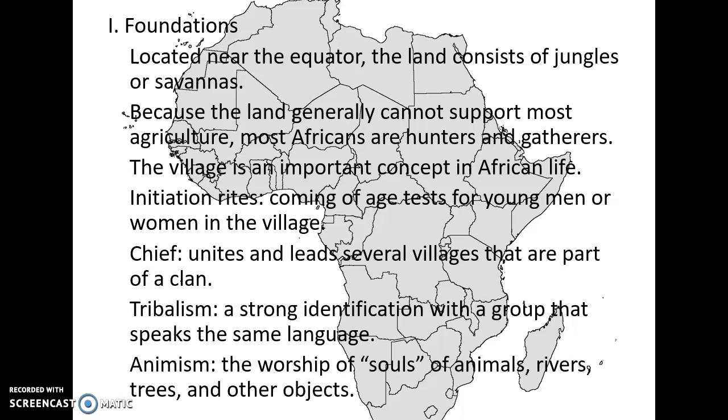Animism is the worship of souls of animals, rivers, trees, and other objects. The traditional religions where superstition and demonic practices are still common can be found in this part of Africa. The witch doctors sometimes communicate with spirits, offer healing, and they use sorcery. This part of Africa has the largest remaining area of tribal religions in the world today.